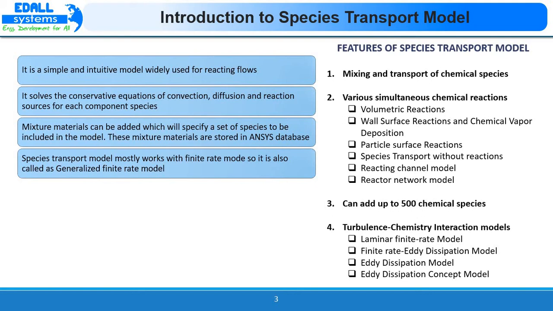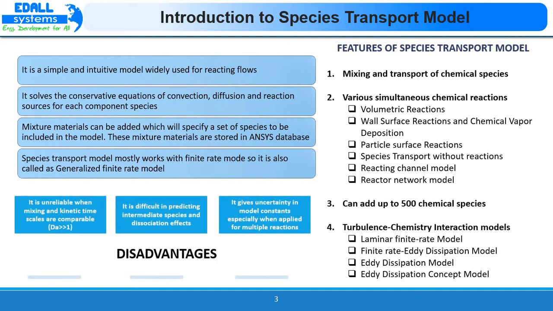Mixing and transport of chemical species can be done using this model. Then various chemical reactions like volumetric, which happens in bulk volume, then wall surface reaction, particle surface reaction, etc. These reactions can be modeled simultaneously. While defining mixture material, we can add up to 500 different chemical species using this model. One of the most important features of this model is that turbulence chemistry interaction has been focused and 4 different models have been embedded in species transport. So based on the problem definition, one can go with the turbulence chemistry interaction model.